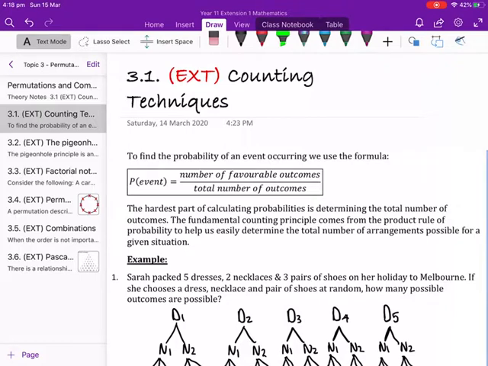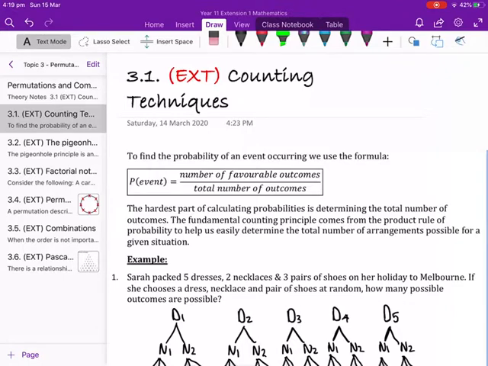To find the probability of an event happening, we compare the numbers of ways the event can occur with the total number of possible outcomes, which is the sample space, and we use the formula: the probability of the event equals the number of ways the event can occur, or the number of favourable outcomes, over the total number of outcomes. The hardest part of calculating probabilities is determining the total number of outcomes.